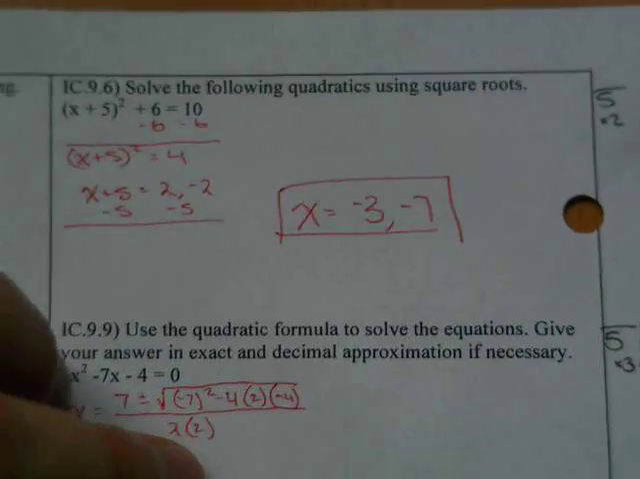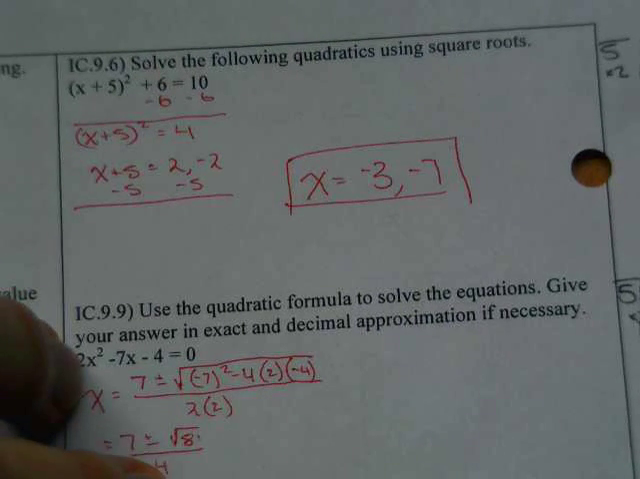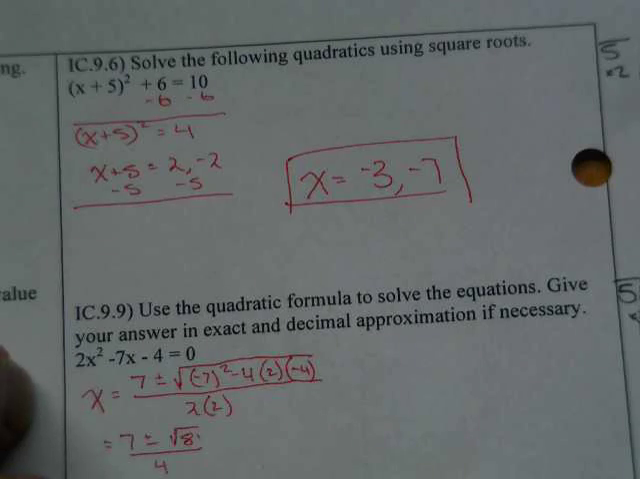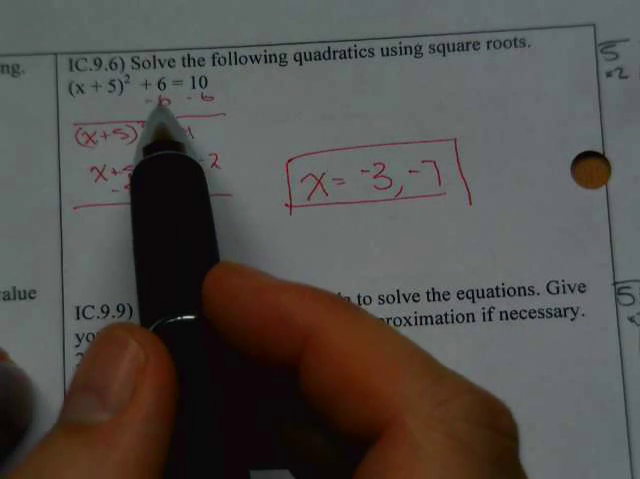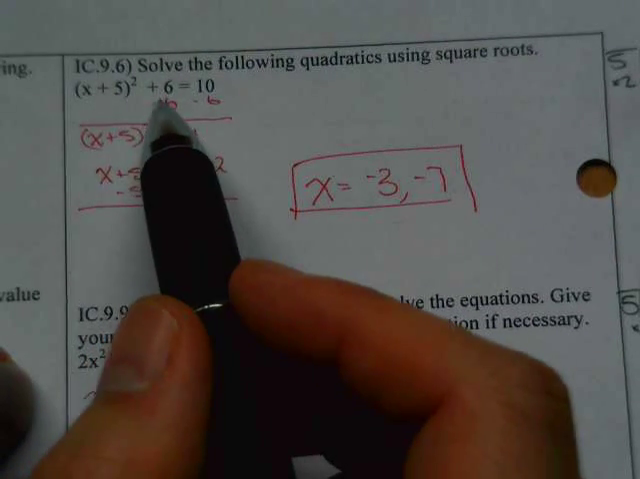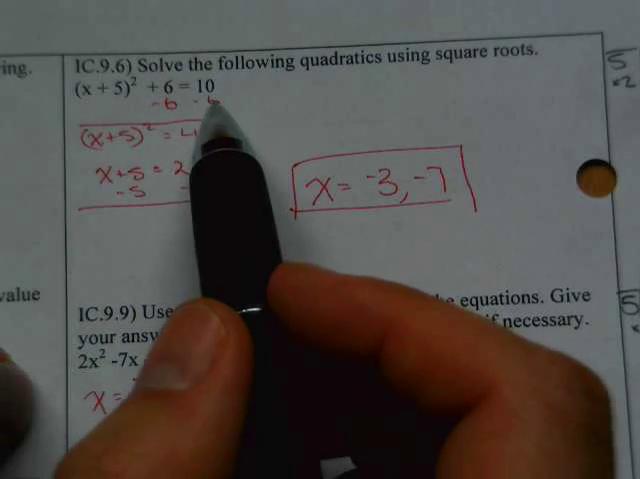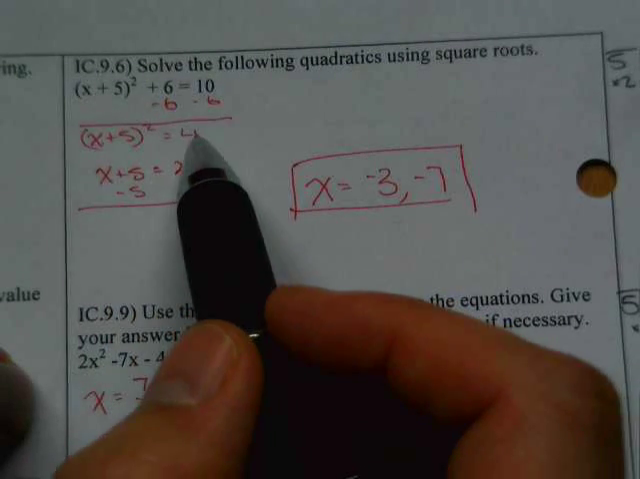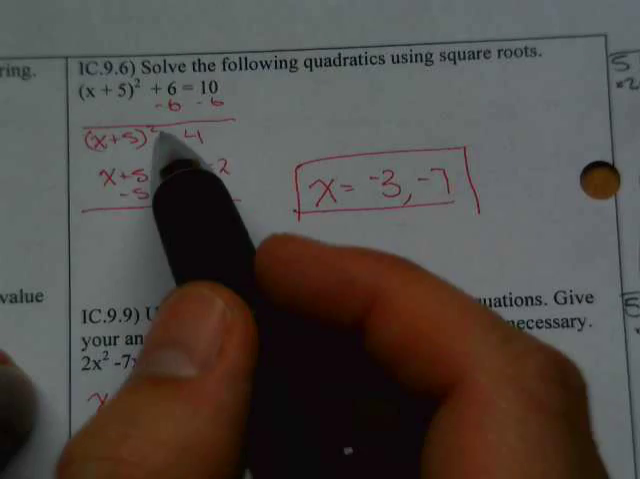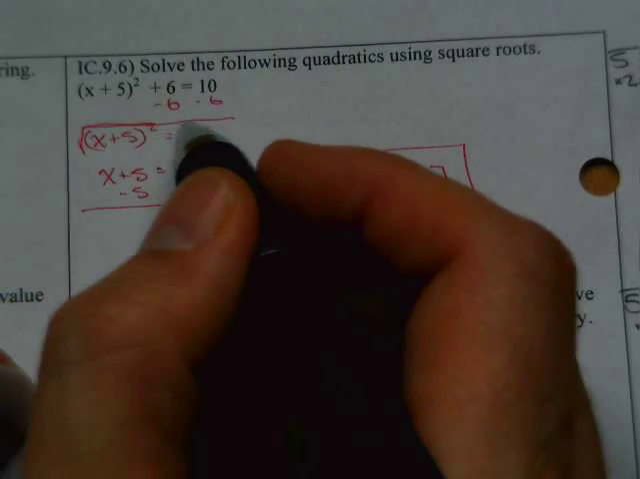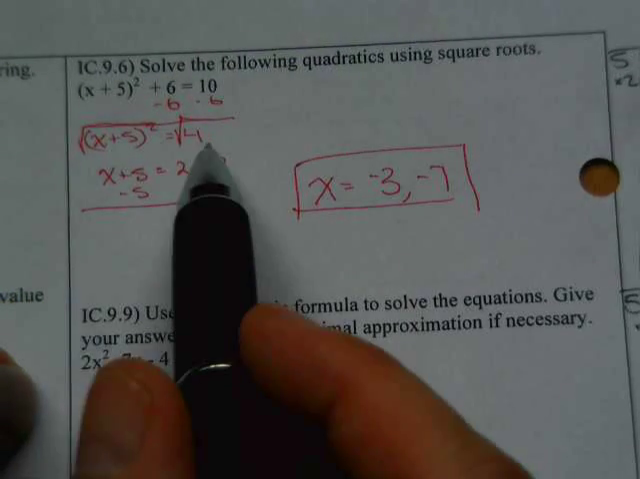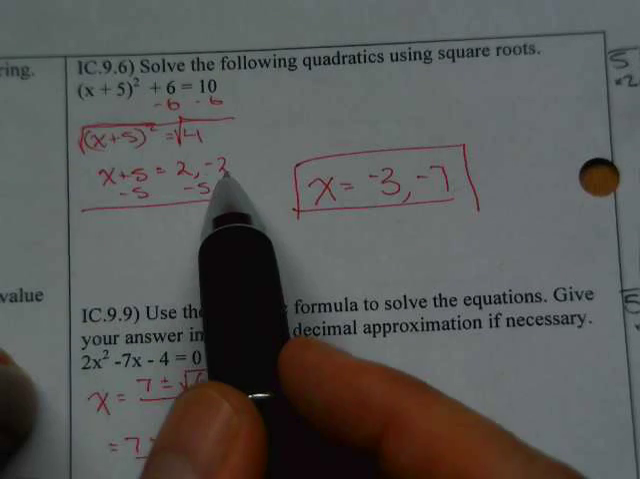We start you off with just needing to solve by taking the square root. And so you're just going to use the reverse order of operations. I take care of the addition or subtraction. I subtract 6. From 10 I get 4. Then I take the square root of both sides. That takes care of the square. And don't forget that the square root of 4 is 2 and -2.